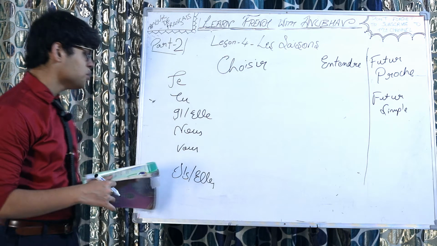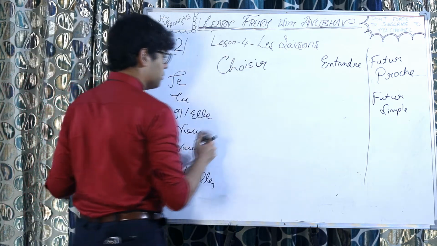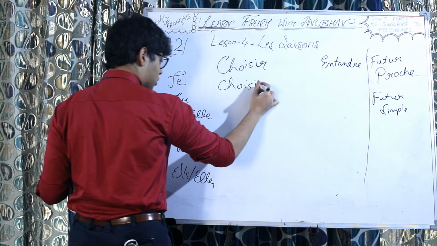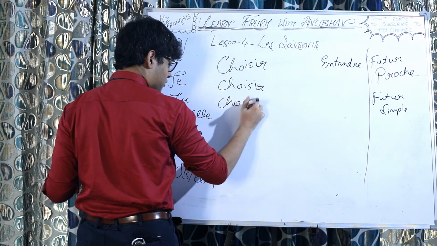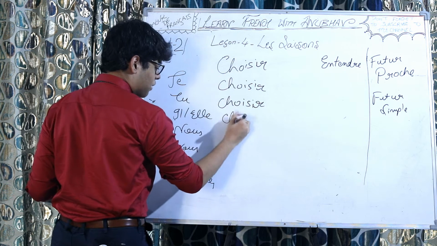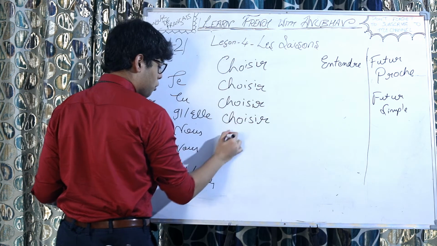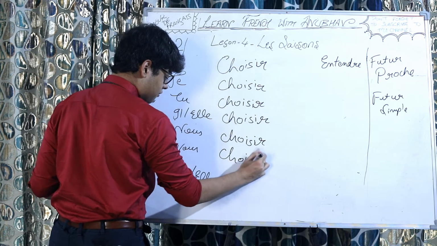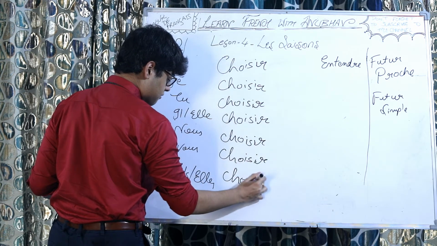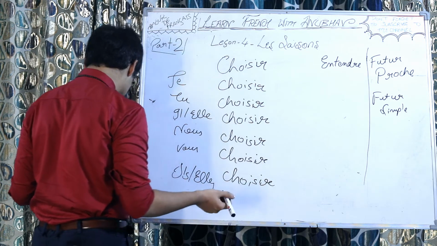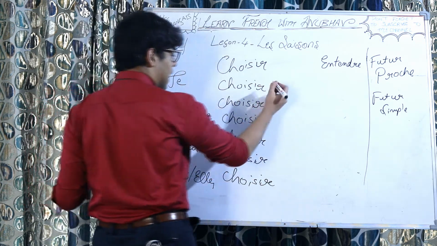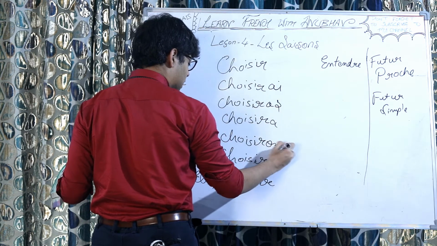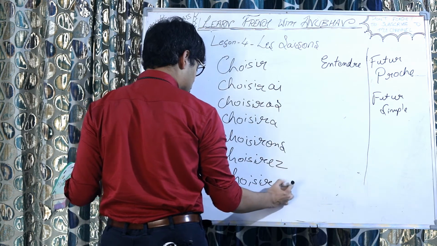So choisir, let's conjugate it in Futur Simple. Let's write the stem part, and for choisir, the stem is the whole infinitive. So let's write choisir for all these subjects right here. Choisir, and then we will add the Futur Simple endings: ai, as, a, ons, ez, ont.